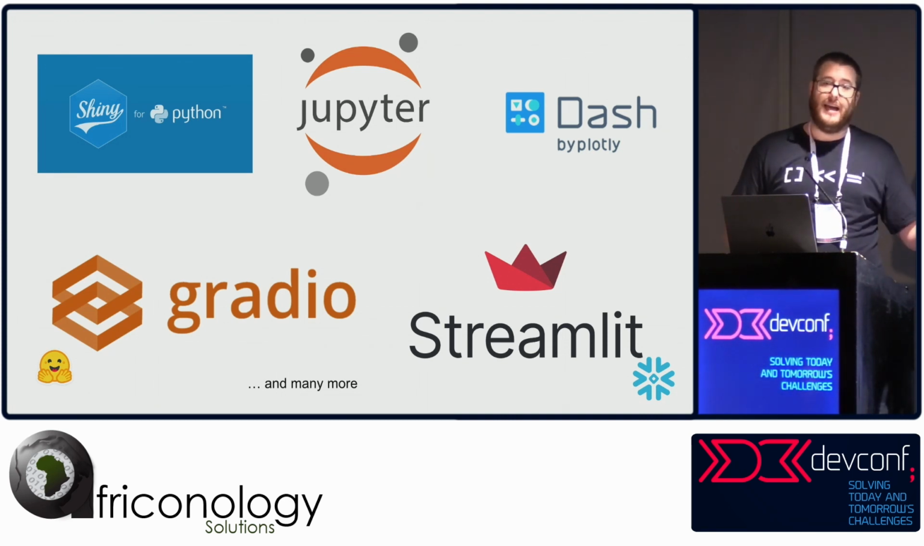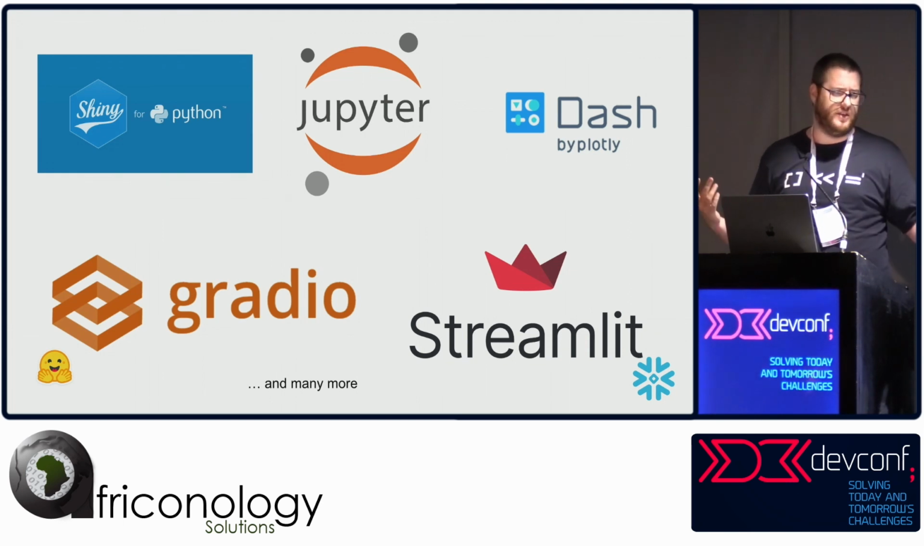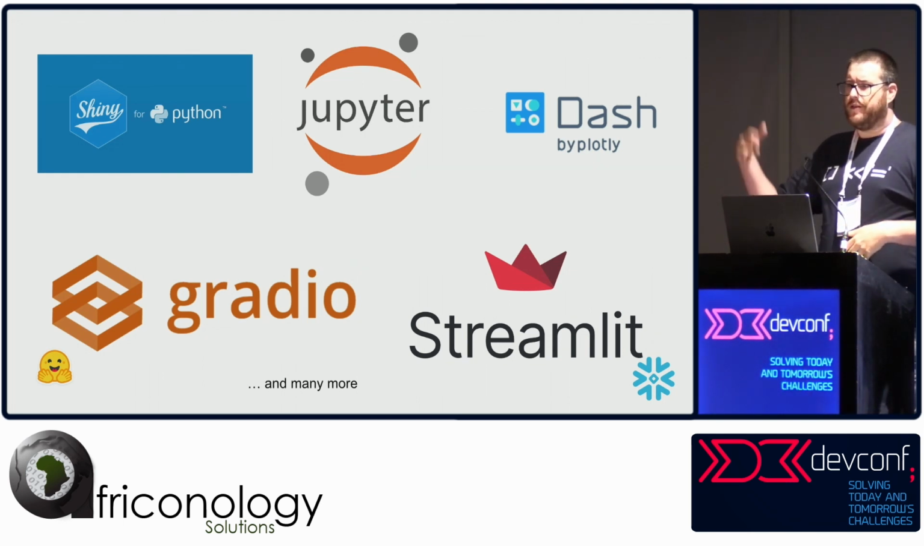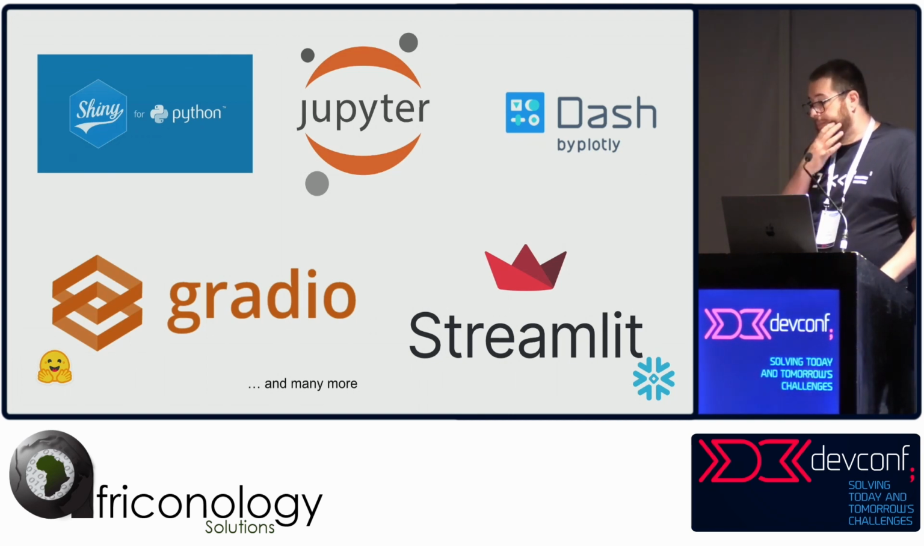Gradio was recently bought by Hugging Face. If you know Hugging Face, then you know how great Gradio is. Hugging Face is basically a whole bunch of community-driven ML models, and they've also got really great APIs and things to try on the website. And then obviously Streamlit, right? Streamlit was bought by Snowflake.